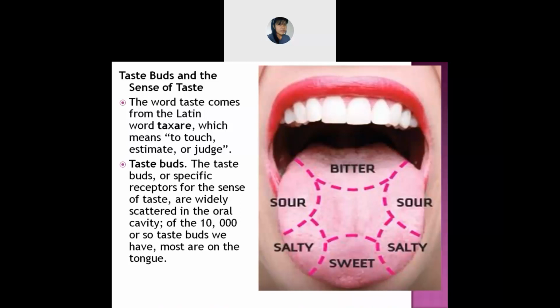It comes from a Latin word, texere, which means to touch. Obviously, if you eat something, your tongue will be touched, is it not? Or else to estimate whether it's tasty or not, whether it's bitter, sour, sweet, and so on. Next is to judge, in the sense of whether the taste is good or not. You will find 10,000 taste buds in your tongue, which are all scattered around. Is it clear? Yes, ma'am.